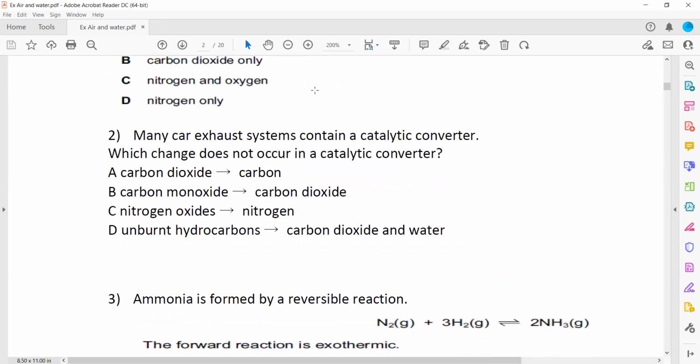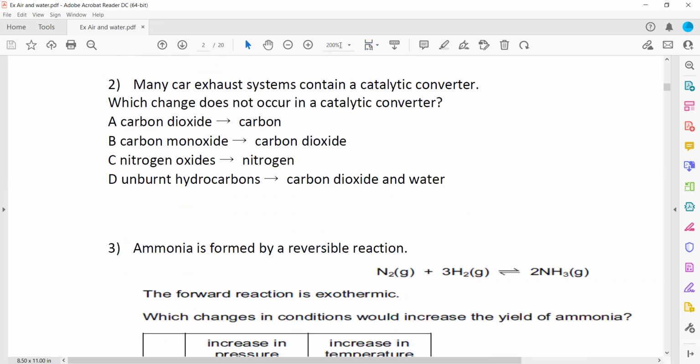The next question: which change does not occur in a car exhaust system containing a catalytic converter? Catalytic converters convert carbon monoxide to carbon dioxide, oxides of nitrogen to nitrogen gas, and unburned hydrocarbons, they burn them completely. So carbon dioxide to carbon, that does not happen. Carbon monoxide to carbon dioxide, yes, it does. Nitrogen oxide to nitrogen, that's also right. And the hydrocarbon which does not burn, it burns completely and produces carbon dioxide and water.